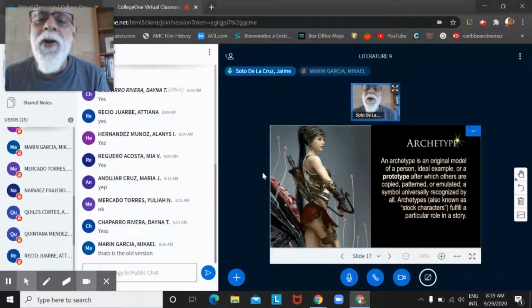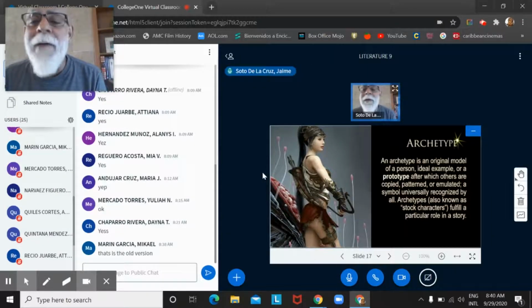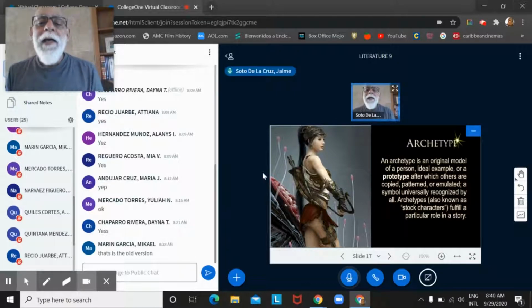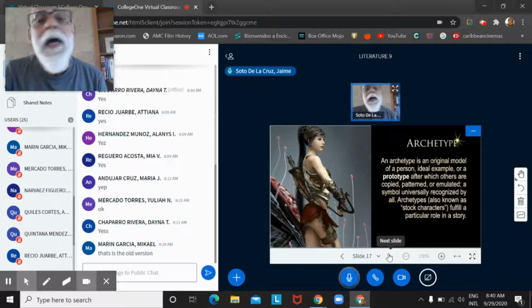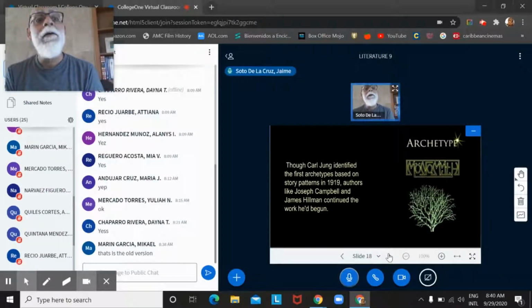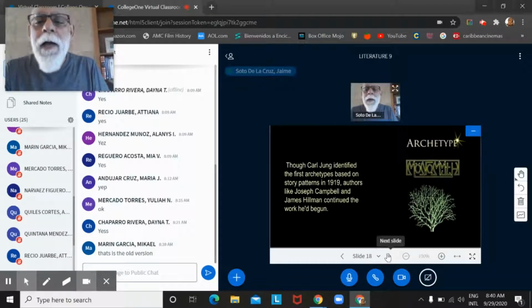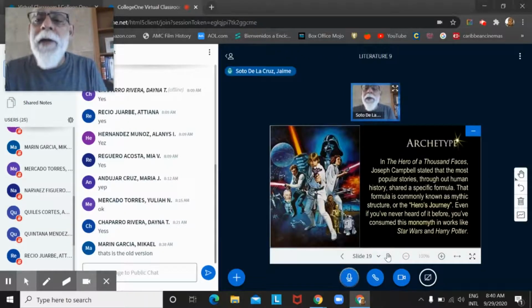Archetype, as we said, is an original model of a person, an ideal example or a prototype after which others are copied, patterned, or emulated. It is a symbol universally recognized by all, and they fulfill a particular role in a story. They have a function to serve the story. And the archetypes come from what we call the monomyth. The monomyth is the original story, because we told you once that all stories come from one original story, the monomyth. And that's where the archetypes originated, okay?